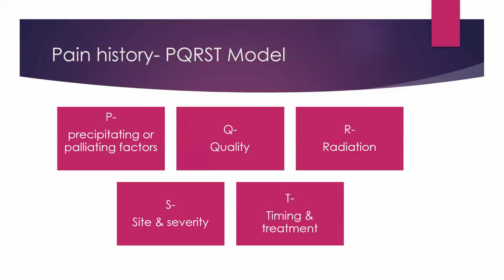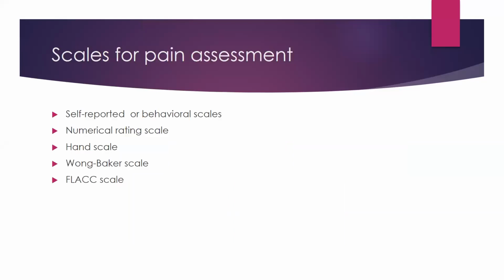And T is for timing and treatment. So what time does the pain come? Does it have a pattern? When does it get worse? What analgesics has the patient tried, and where did they get them from? Were they over the counter? Are they leftover medicines of a relative? Were they prescribed? And what is the experience with that treatment? And also, how is the patient taking the pain medication? Is it as prescribed, or is it whenever necessary?